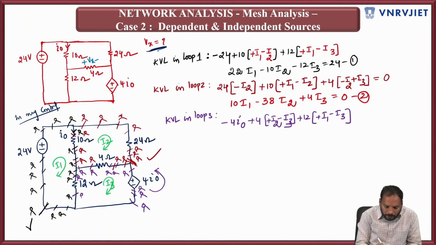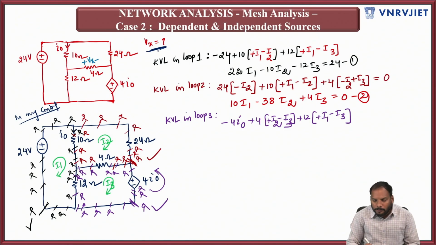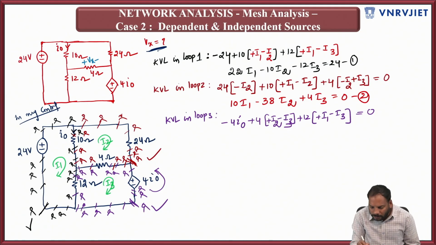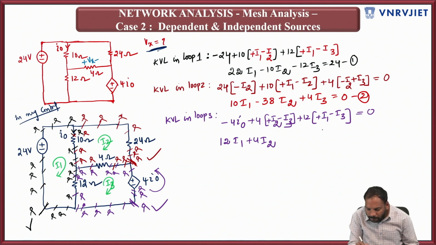Then you have crossed 12 ohms. There is no drop across the conductor, and you come back to the original position, so it is equal to 0. Now bringing all the I1 coefficients together, this is 12 I1. Then it is 4 I2. And the I3 coefficients are plus 4 and minus 12, so minus 8 I3, equal to 4 I0.